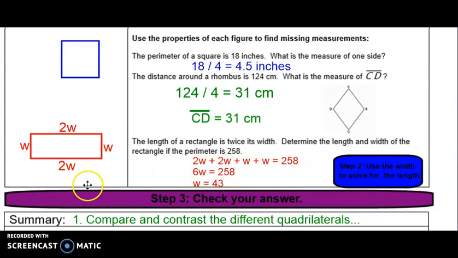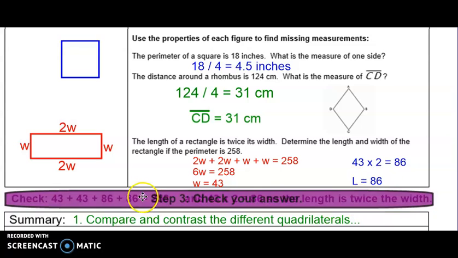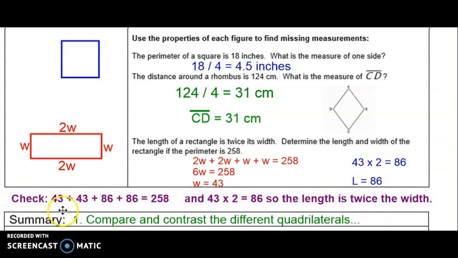So step 1, I find the width, and I figure out that my width is 43. Once I know that my width is 43, I use the width to solve for the length. 43 times 2, because the length is double the width, so the length must be 86. Step 3, I just check my answer by plugging in 43 plus 43 plus 86 plus 86 to make sure it equals 258. Last thing you need to do is just write your summary.